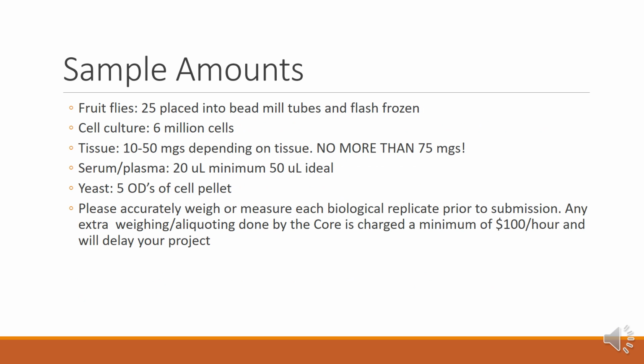Another important question we receive is how much sample is needed for good data. Listed below are some good starting places for each sample type, but really you need to contact the core prior to submission to get a good idea of how much samples you need to submit. And most importantly, you must accurately weigh and aliquot your samples prior to submission. If you don't, then the core will charge you $100 an hour to do this, and this will greatly delay your project.